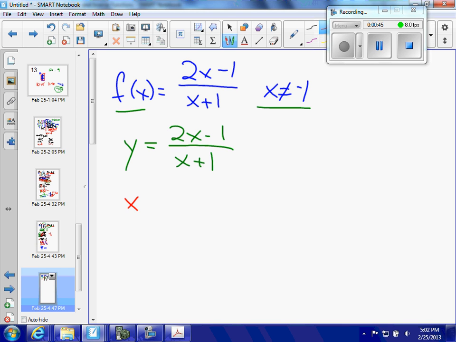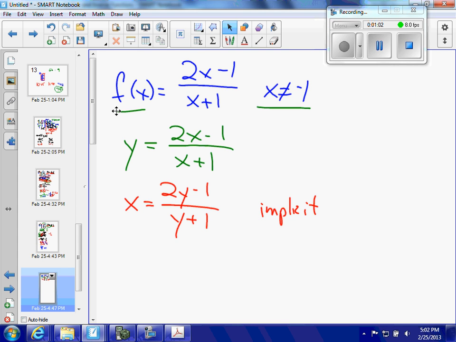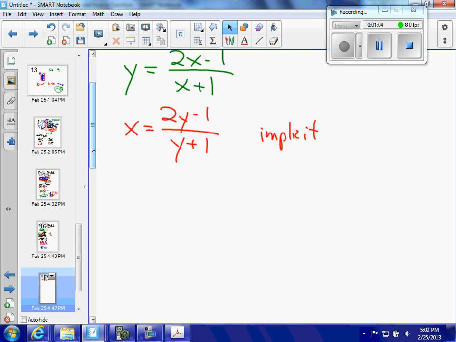I'm going to say x is equal to 2y minus 1 divided by y plus 1. This is what's known as the implicit form of the inverse. Just switching the x's and the y's is the implicit form. But what I want is the explicit form, which will take the form of y equals something.